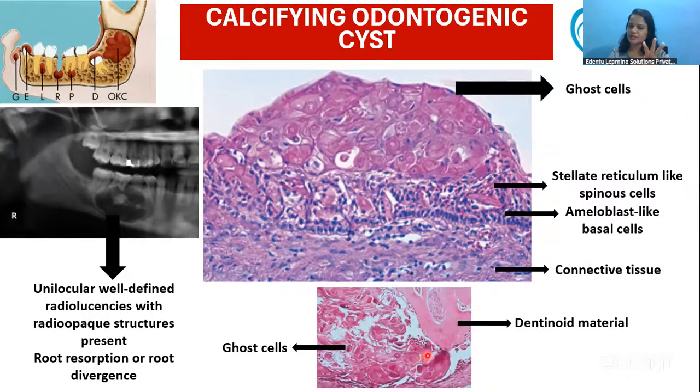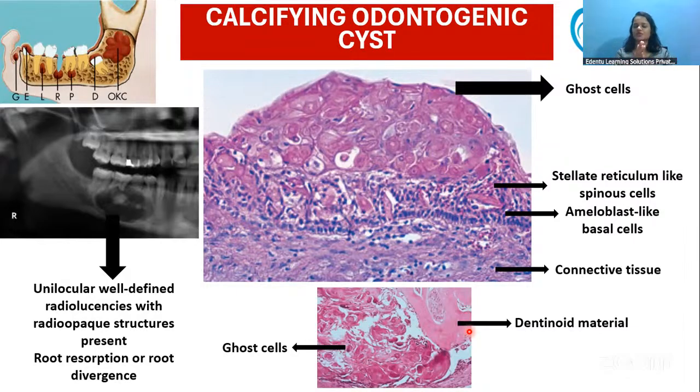Okay, and another characteristic feature that you see is that some of these long-standing ghost cells can get calcified, and can produce calcifications near these ghost cells. Okay, so those calcifications will be blue in color. Okay, ghost cells will be pink in color. Calcifications will be usually blue in color. Now, another feature that you see in COC is this dentinoid material. Okay, dentinoid material means dentine-like material may also be seen adjacent to these ghost cells.